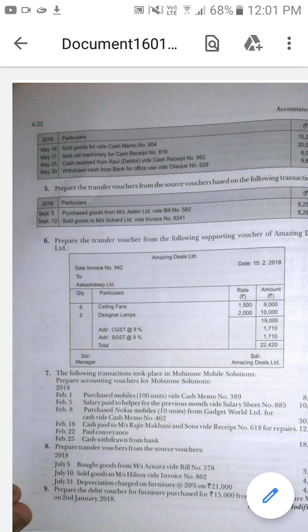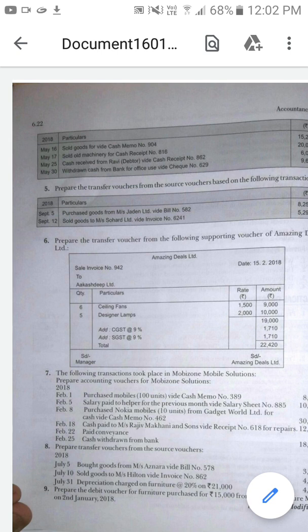So there is a credit sale of ceiling fan and designer lamp. Quantity 6 at a rate of 1500 for one fan, so 6 into 1500 is 9000, and 2000 for one unit, so 5 into 2000 is 10,000. Then they add the CGST and SGST and put the total amount. So we have to prepare the transfer voucher. Understood?